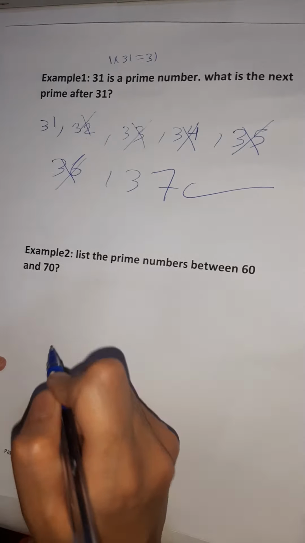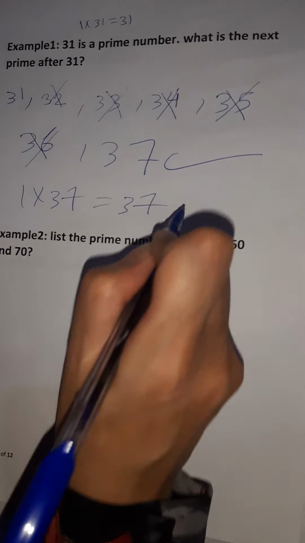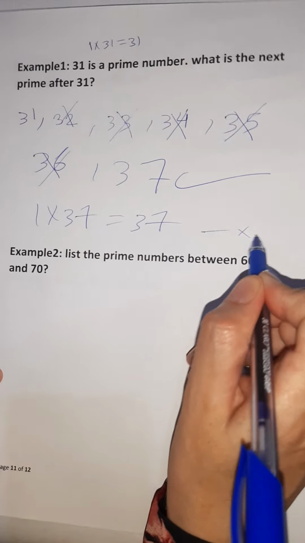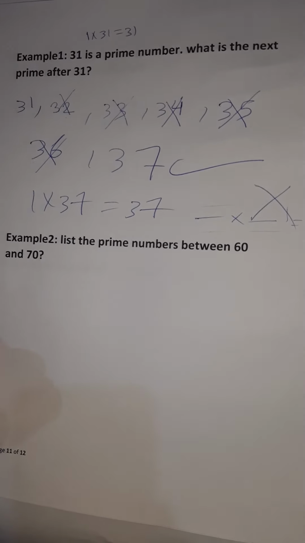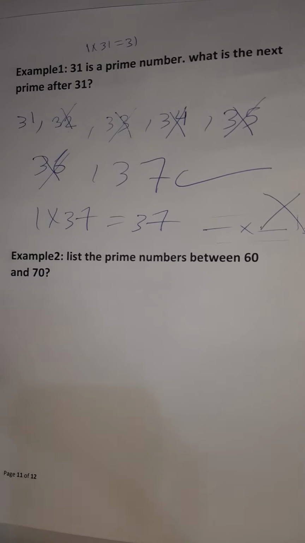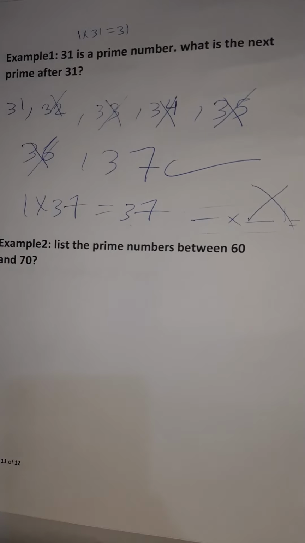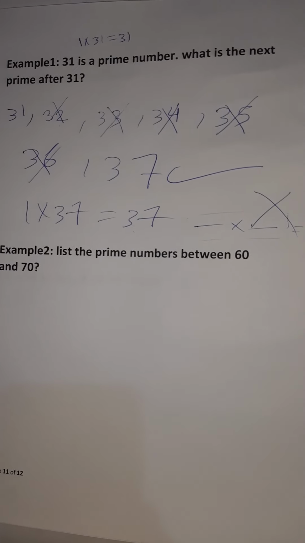37, yes, it's a prime, since 1 times 37 is 37. There are no two numbers that you can multiply to give you 37. So the next prime after 31 is 37.